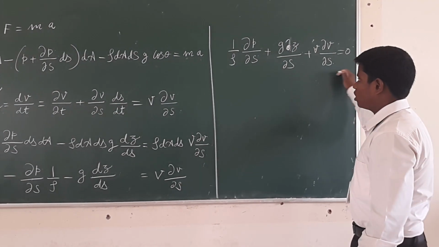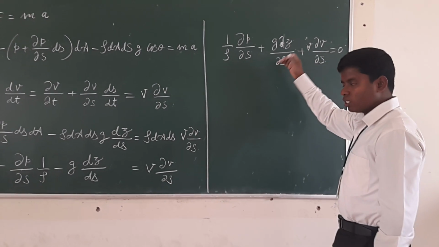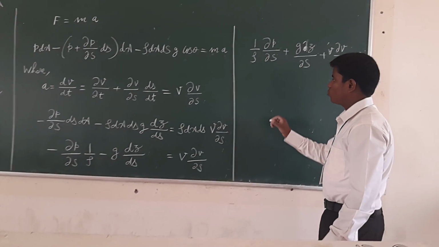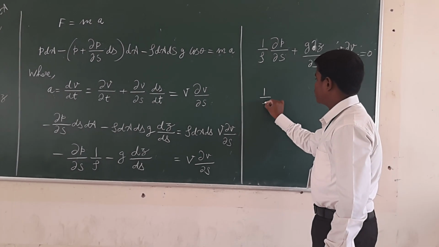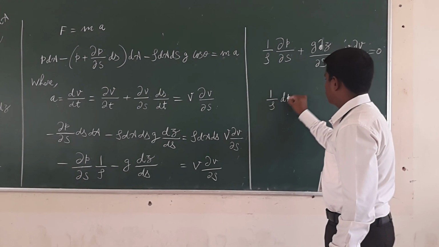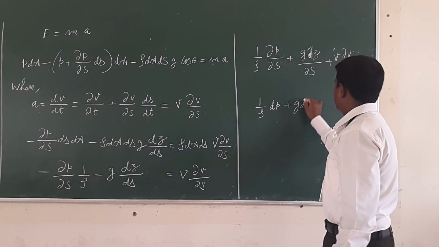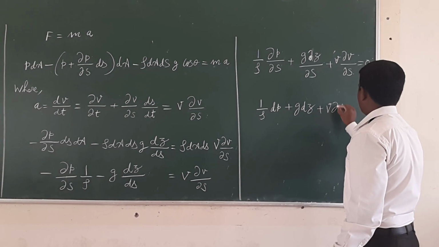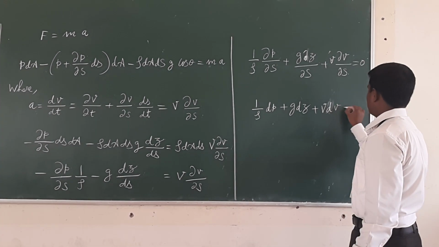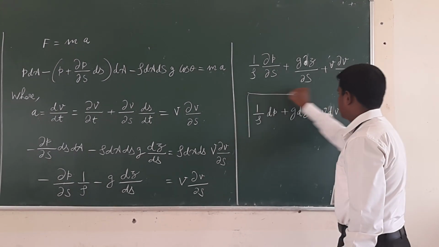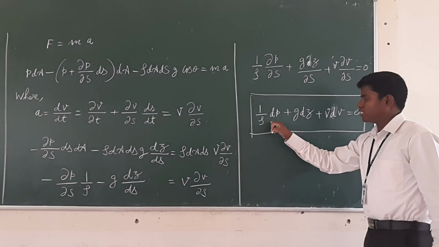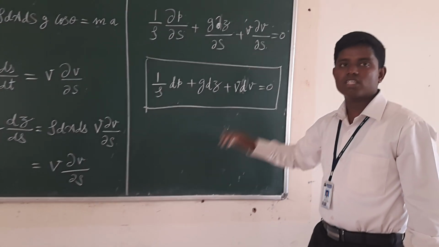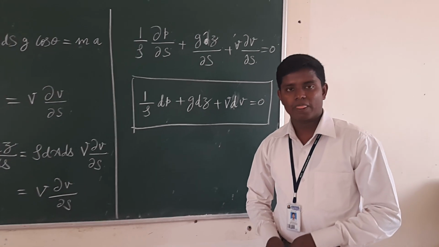In all these three terms we have dou s; these are partial differentials. In differential form we can write this equation simply as 1 by density into dp plus g dz plus v dv equals 0. Simply, the sum of pressure head, datum head and kinetic head is 0. So this is Euler's equation of motion. Thank you.